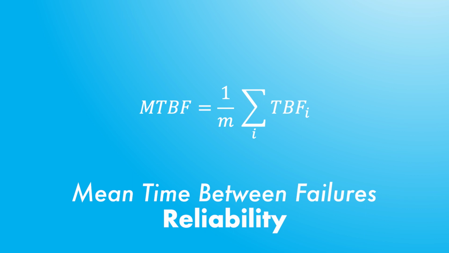An operational metric of reliability is the mean time between failures. The mean time between failures represents the average time or expected duration between two consecutive failures of a system. It is a critical parameter used to assess the reliability of a system, indicating how long it is expected to operate without experiencing a failure.